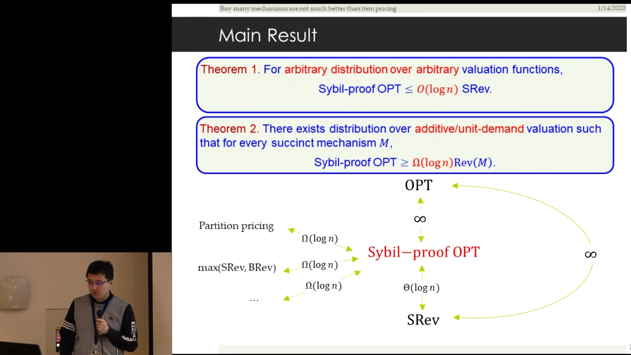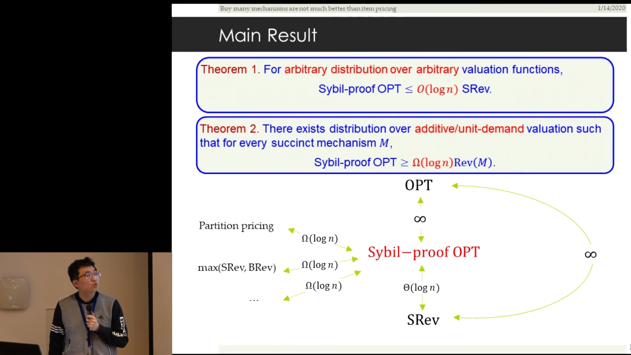So this result means that the by many setting actually places huge restrictions on the revenue of the optimal mechanism. Previously, the revenue gap between the optimal mechanism and item pricing could be infinite for arbitrary mechanisms, but if we force this by many assumption, the revenue gap is going to be O(log n). And such a gap will hold for the optimal by many mechanism against any simple mechanism we have already studied, for example partition pricing, the maximum of item pricing and grand bundle pricing, and so on.